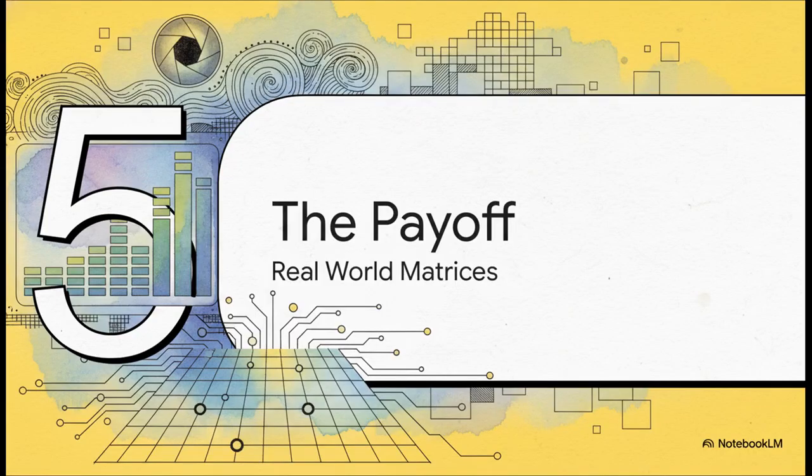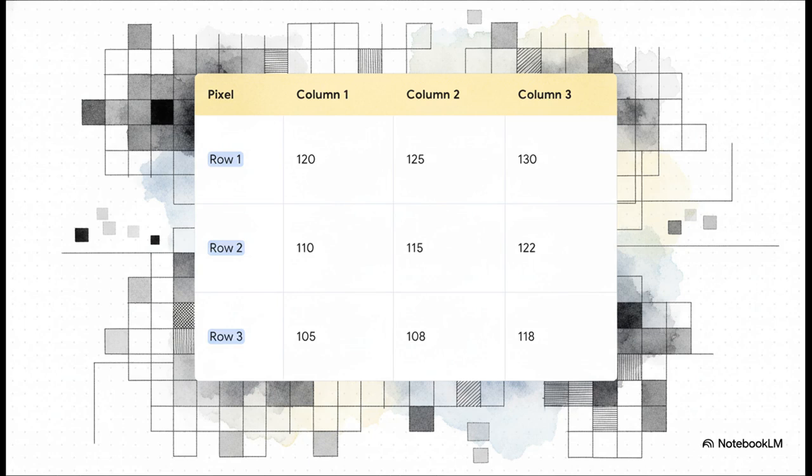All right, we've gone through the rules, we've looked at the traps. Now for the really cool part. Let's circle all the way back to our photo editing example and see exactly how this stuff works in the real world. This is where it all comes together. So get this. At its most basic level, a digital image is just a matrix. That's all it is.